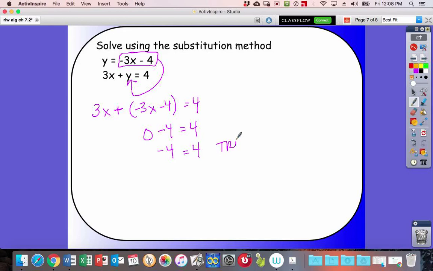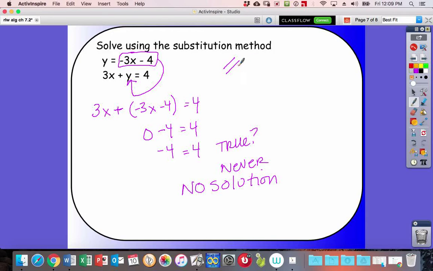Is that true? Never. No solution. If I graph these two lines, you would find that they were parallel and they never cross. There's no intersection. That's why there's no solution.